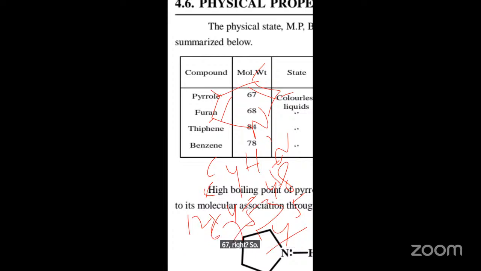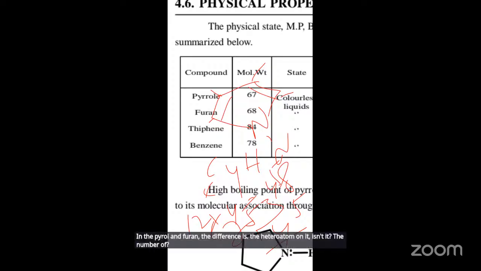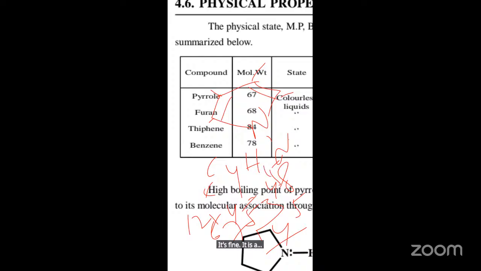Like furan also. In the pyrrole and furan, the difference is the heteroatom only, isn't it? The number is the same, C4, but H4 only, because in the pyrrole there is an NH group. But in the furan there is no NH, so it is oxygen.